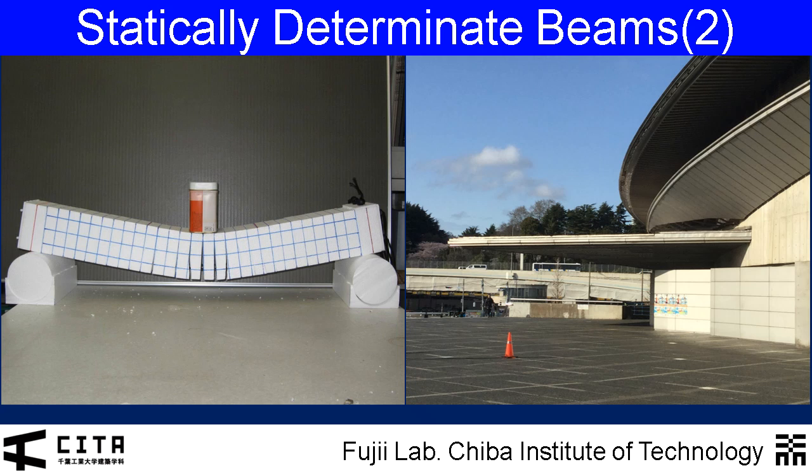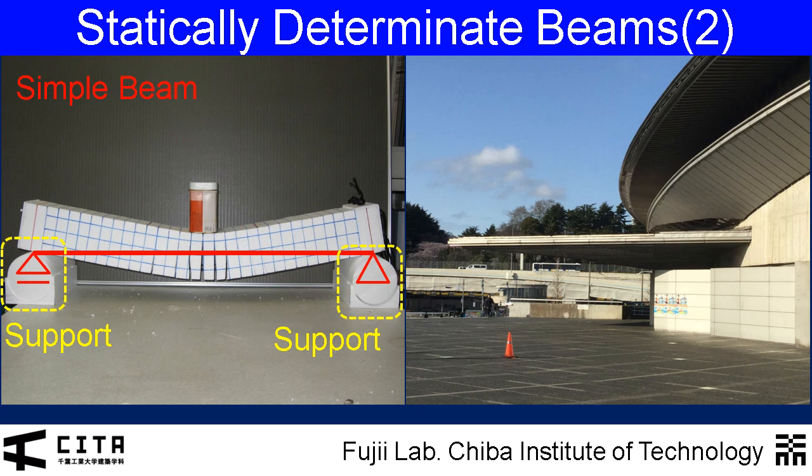Here are some examples of statically determinate beams shown in photographs. This is a model of a simple beam. The parts on the left and right act as the supports. A downward load is applied at the midspan of the beam.